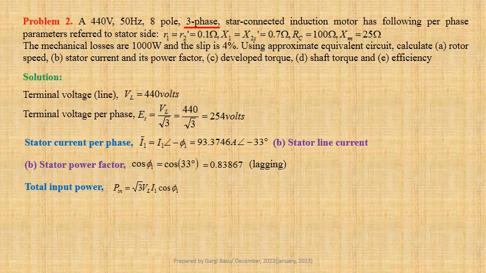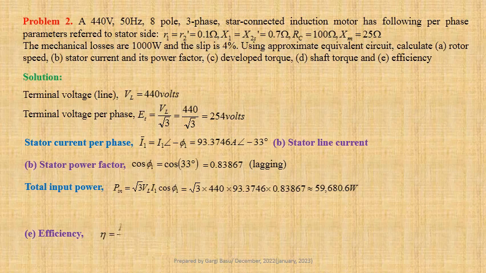For three-phase induction motor, total input power Pin equals root 3 times VL into I1 cos phi 1. Using values we get root 3 into 440 into 93.3746 into 0.83867, which is approximately equal to 59,680.6 watt.